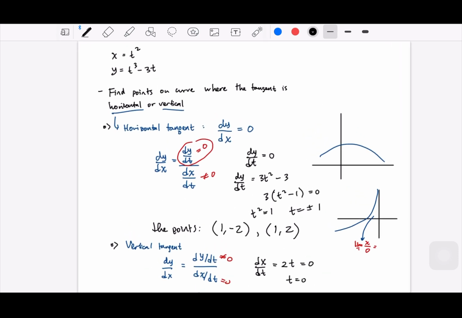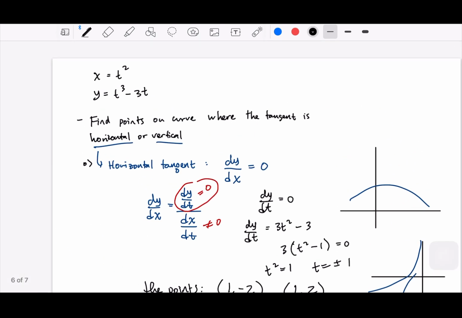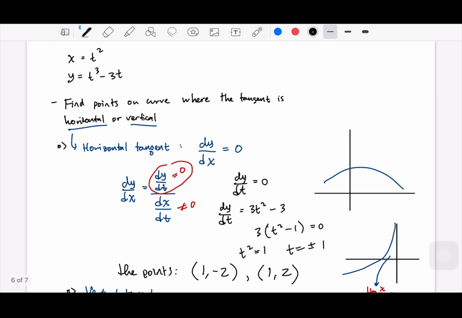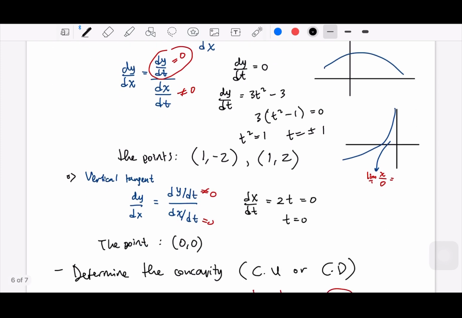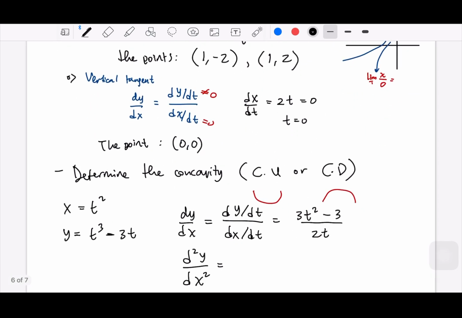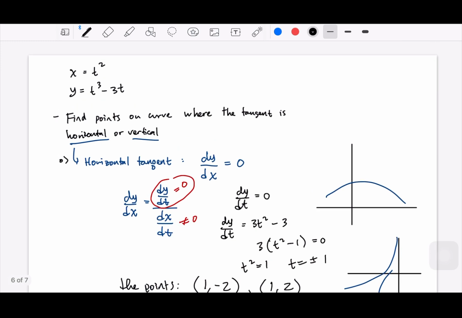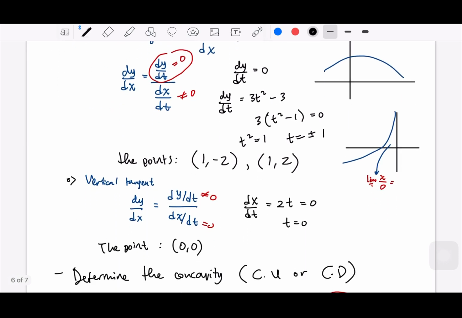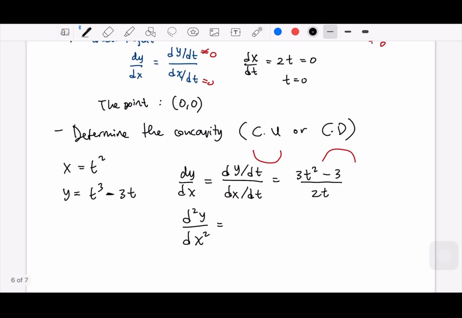The question is, okay, the same questions. Let me review a little bit the questions. The first question is asking about the horizontal tangent and vertical tangent. And then the other one is asking about the concavity, where the curve is concave upwards or downwards.